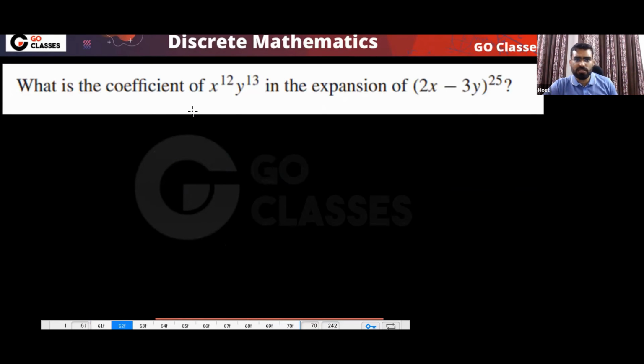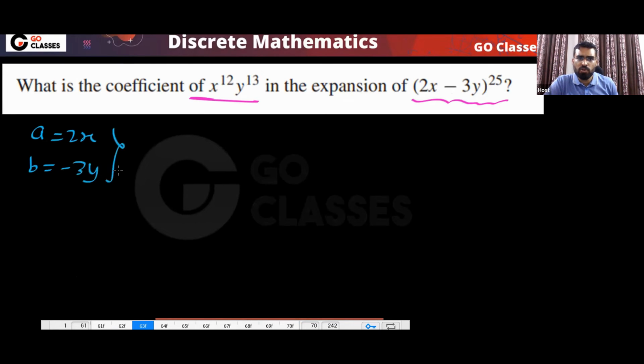Okay, tell me the answer for this. What is the coefficient of x power 12, y power 13 in the expansion of this? First, is it possible? Yes, of course it is possible. Now, what is the answer? You can think of a as 2x and b as minus 3y. So you have (a plus b) power 25.